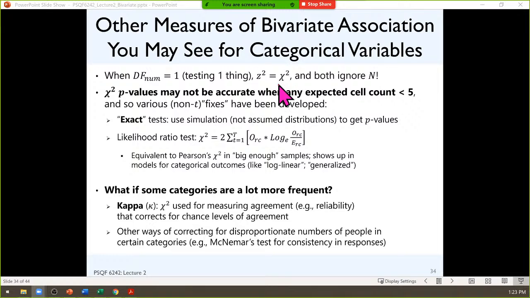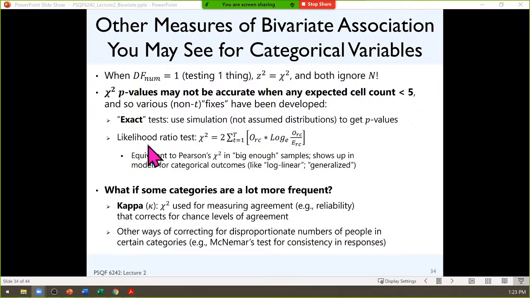So we're using chi-square to test significance without paying attention to sample size. So in small samples, we know this is probably not going to be a great approximation, in the same way that Z didn't work very well with small samples and we use T instead. So there are various solutions that have been developed that offer more correct test statistics when you have smaller samples. These are what's known as exact tests.